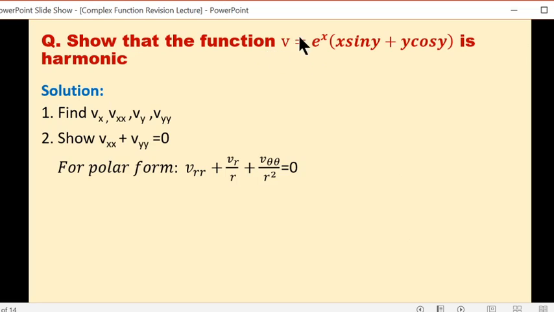Here the function given is v, so we find the partial derivative with respect to x, the second order partial derivative with respect to x, the partial derivative with respect to y, and the second order partial derivative with respect to y. Then we check whether it satisfies the Laplace equation. If it satisfies the Laplace equation, it is harmonic. If it does not satisfy the Laplace equation, it is not harmonic. Here since the question is show that it is harmonic, it will satisfy the Laplace equation. Okay, so this was the type 6 problem.